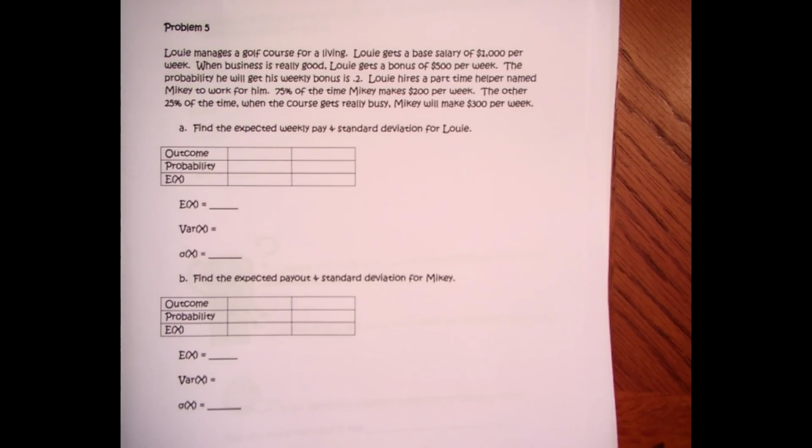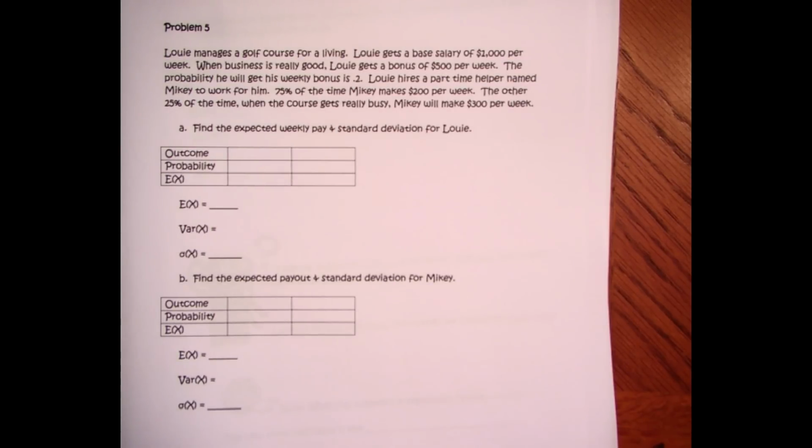Alright, so problem 5 here. Louis manages a golf course for a living. Louis gets a base salary of $1,000 a week. When business is really good, Louis gets a bonus of $500 a week. The probability he will get his weekly bonus is 0.2. Louis hires a part-time helper named Mikey to work for him 75% of the time. Mikey makes $200 a week; the other 25% of the time, when the course gets really busy, he makes $300.